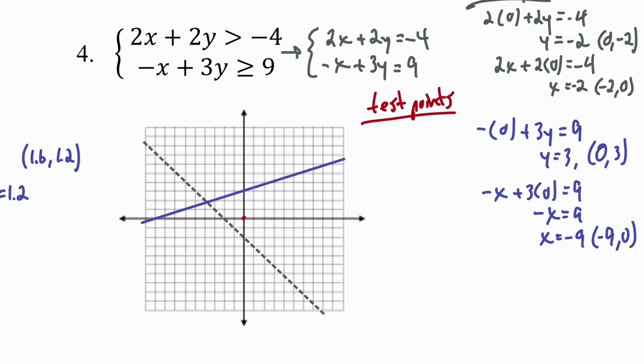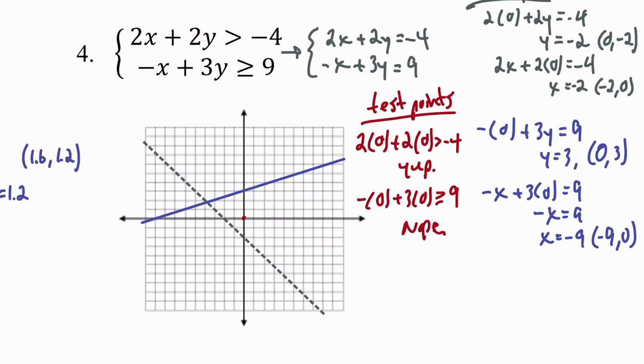So if we put in 2 times 0 plus 2 times 0, well, that is greater than negative 4. Yep, it sure is. That works out. Okay, cool. So this red dot is on the proper side of the dashed line. Okay, now I'll try the other one. So negative 0, and probably you can already see where this is going, plus 3 times 0 greater than or equal to 9. Nope, that is not true.